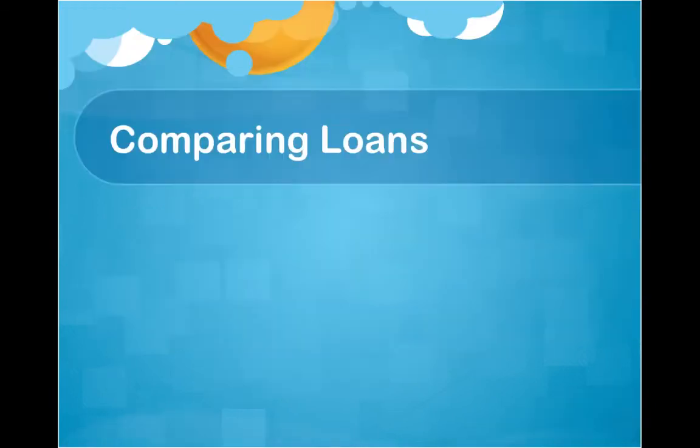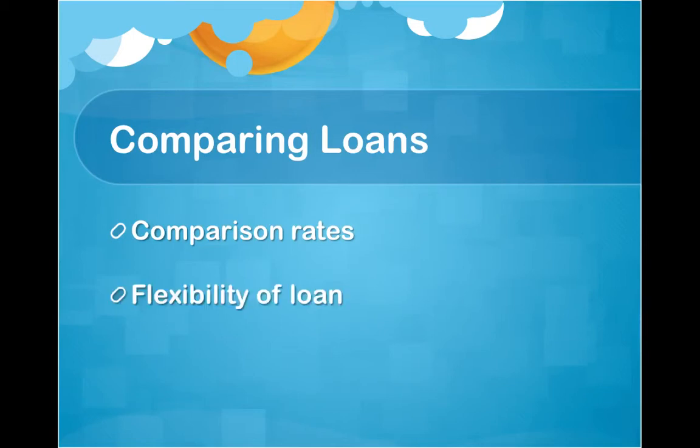Institutions. It's important that we realize that we cannot look at the quoted interest rate only when comparing loans. We always have to look at the comparison rate. This is an interest rate calculated according to a standard formula. We might also want to look at the flexibility of the loan. This allows for changes in your lifestyle and/or your income during the term of the loan.